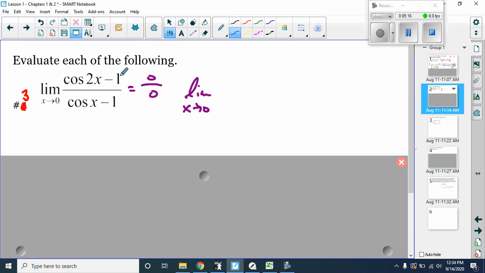Derivative of cosine of 2x: derivative of cosine is negative sine of 2x. Chain rule says times the derivative of 2x. Derivative of the bottom is negative sine x. Plug in 0. I still have 0 over 0. So we need to use L'Hopital's rule again.